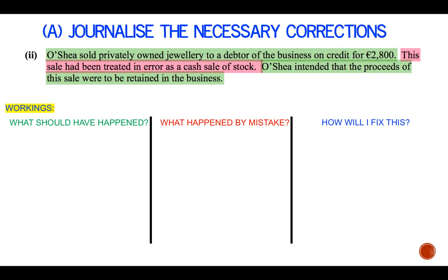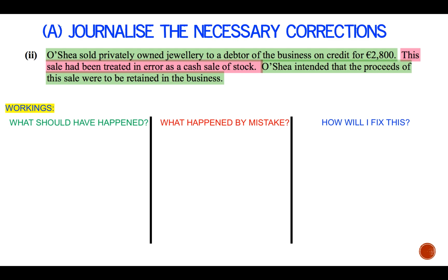Okay, so number 2. O'Shea sold privately owned jewellery to a debtor of the business on credit for €2,800. This sale had been treated in error as a cash sale of stock, and O'Shea intends that the proceeds of this sale were to be retained in the business. Alright, so O'Shea sold privately owned jewellery to a debtor of the business on credit for €2,800. Okay, so the privately owned jewellery, right?